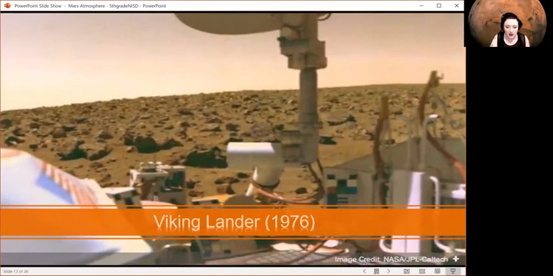So this is actually one of the first images of the sky on Mars. This is from the Viking lander. This is 1976. I would have been just starting elementary school at the time that this happened. And you can see the ground looks kind of brownish, and the sky is almost pinkish. It certainly doesn't look blue.